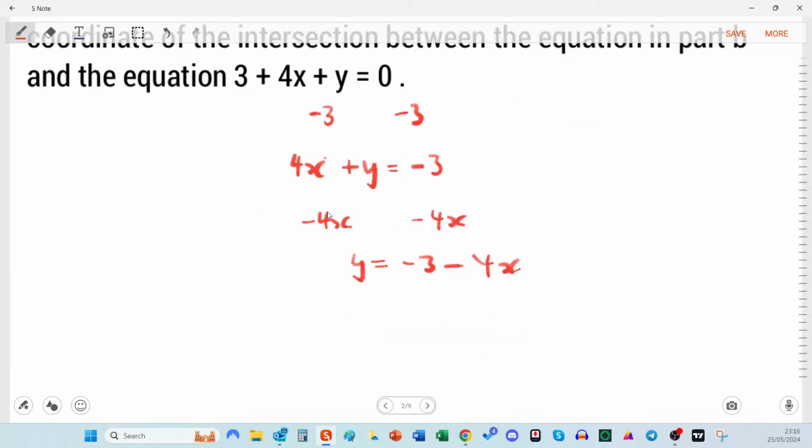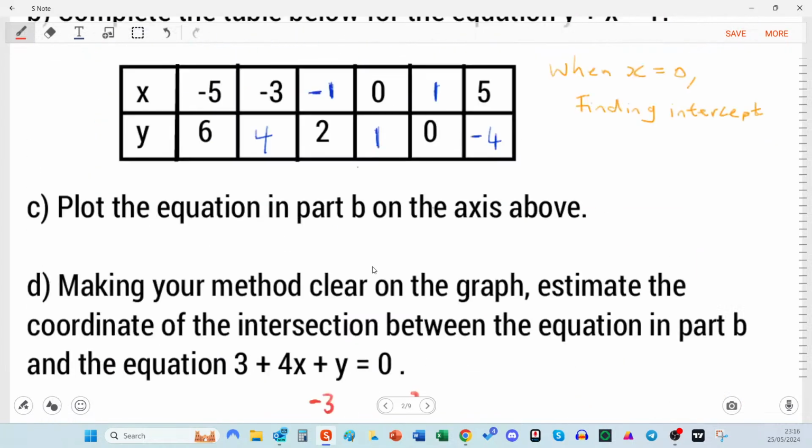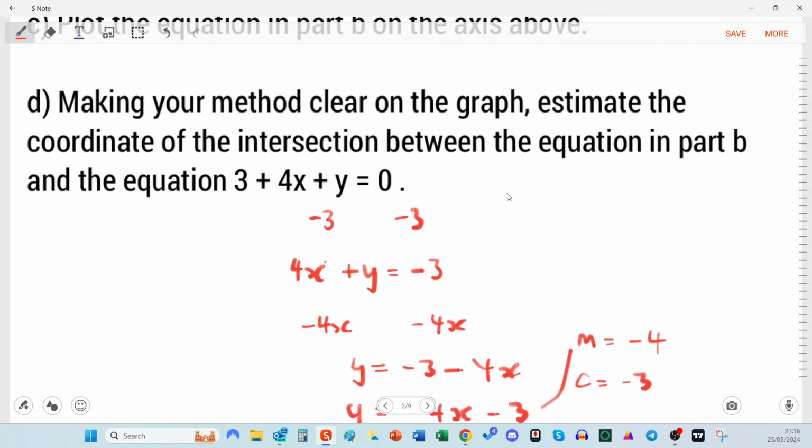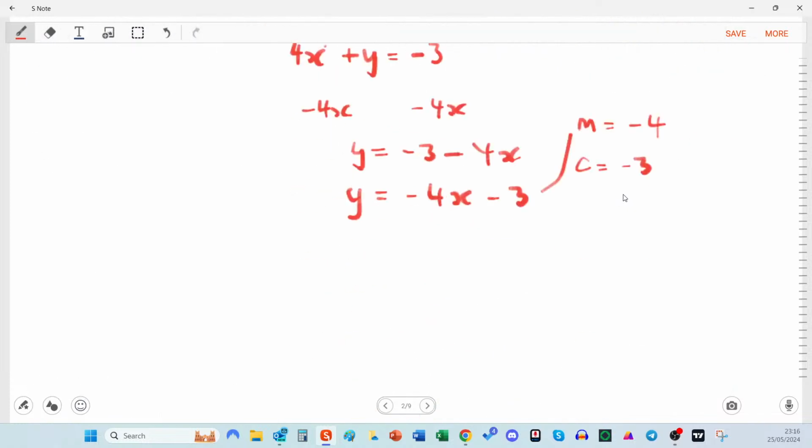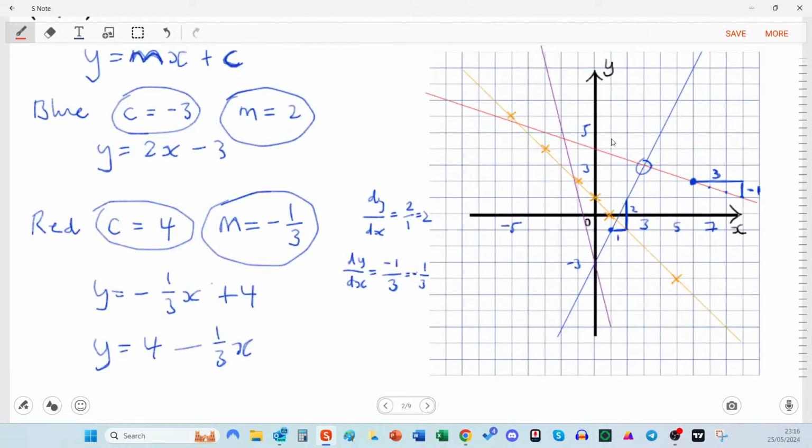Now we're used to seeing this a little bit better if we write the x first. They're both negative, so what are you going to do? Let's consider what this is. This has a gradient of -4 and an intercept of -3. So let's have a look up there where this is, because we need to find the intersection with that one that we just drew and this one here that crosses the y-axis at -3 and goes down 4 at a time for every one across.